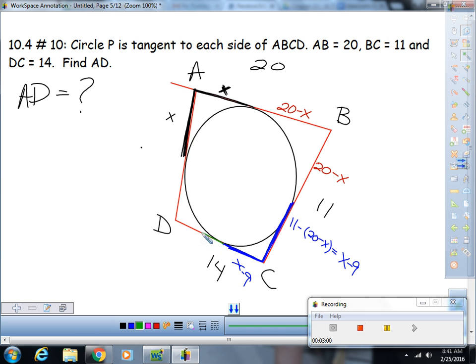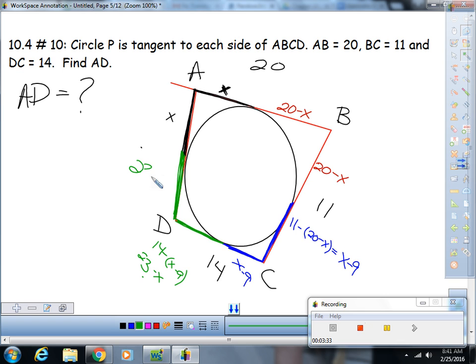So, now use that same logic to tell me what we're going to refer to that green segment as. 14 minus parentheses X minus 9. What's 14 minus a negative 9? 23, and then a minus X. Thank you, 23 minus X, sorry. So what am I going to call that green one?